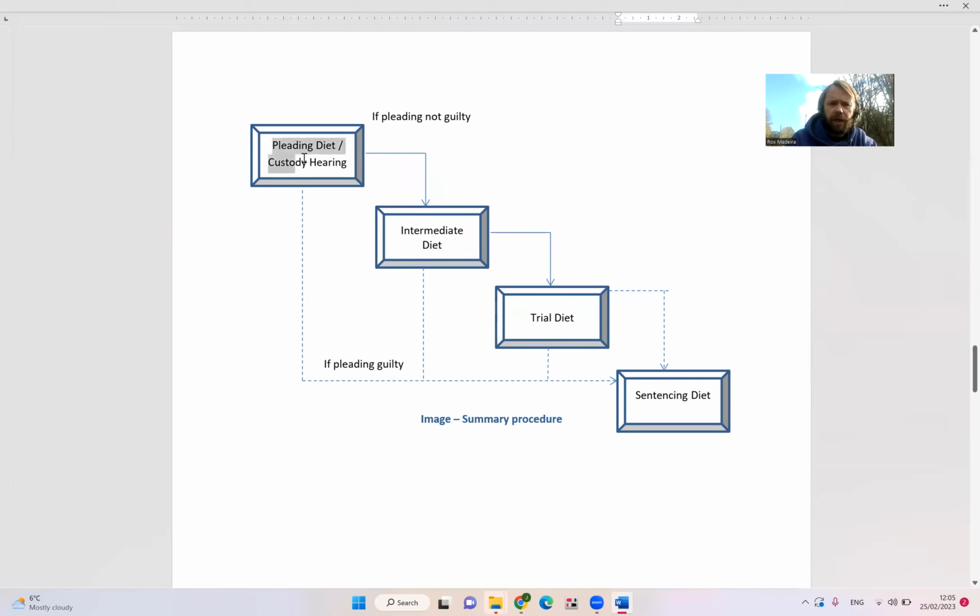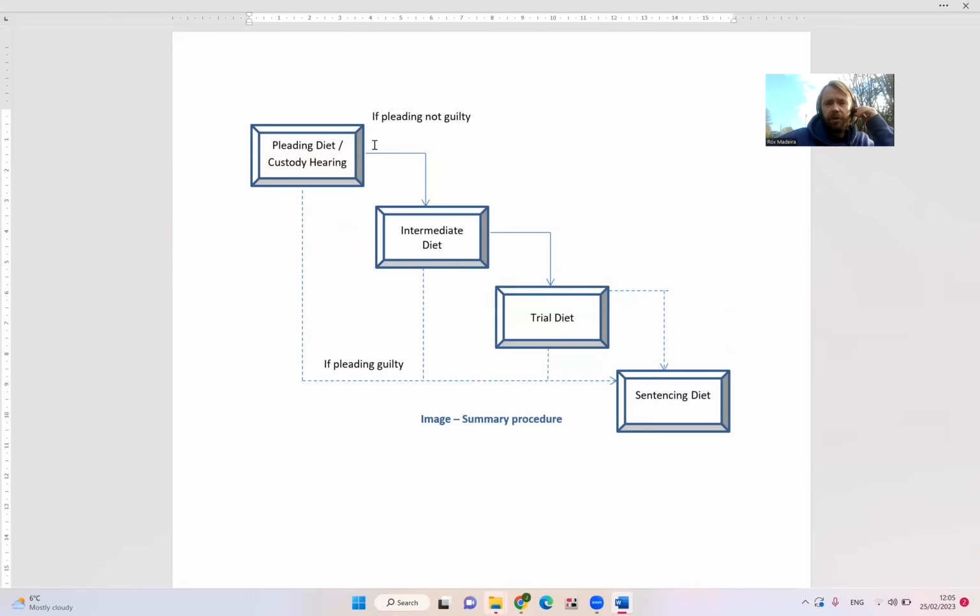The first hearing you get in a summary case is this one, called a pleading diet, also commonly referred to as a custody hearing. Normally agencies refer to these as custody hearings, or quite often even just custodies. This is the first hearing of the accused in front of a judge after he's been charged with a crime by the police.